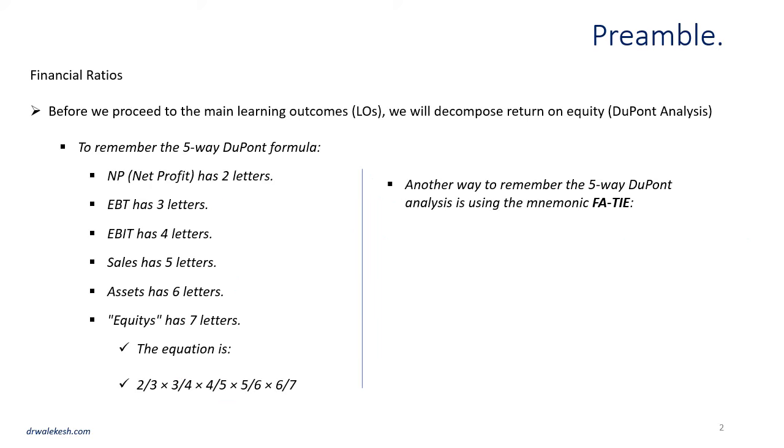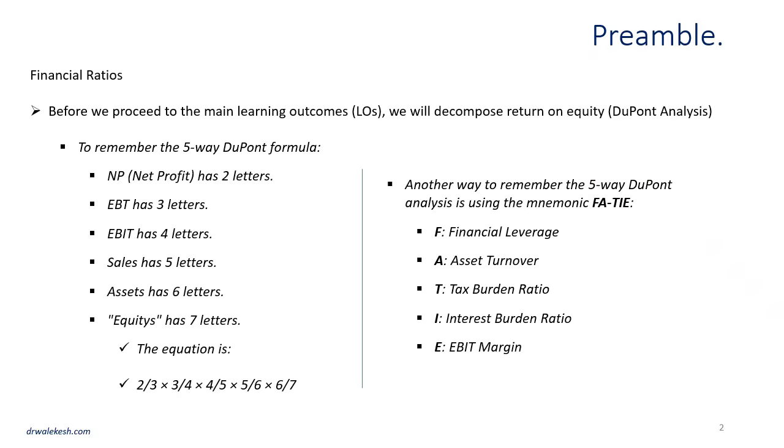There is another way I remember this 5-way DuPont analysis formula. I remember with TI. The F is financial leverage, A is asset turnover, T is the tax burden ratio, I is the interest burden ratio, and E is EBIT margin.